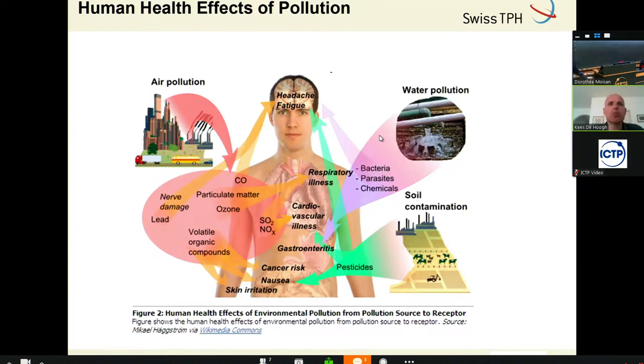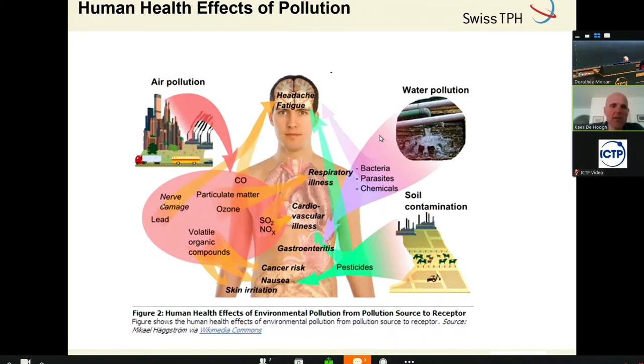And we can see here, for instance, what pollution can do to a human body, giving you some of the pathways. We see here on the left, actually, is my mouse also showing on the screen? Yes, that's good. Perfect. So we have air pollution, water pollution, and soil contamination in this example. And you can see, for instance, with air pollution, we have emissions turning into certain air pollutants, and these air pollutants can have different effects on the human being. For instance, VOCs can cause cancer risk or skin irritation, and particulate matter especially has an effect on respiratory illness.